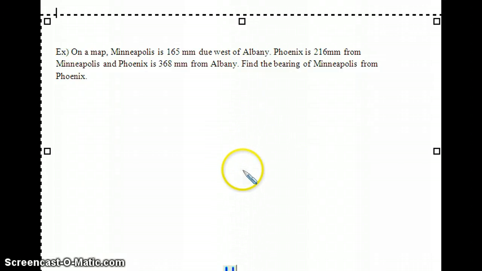Welcome back to section 3.2. We're continuing with the law of cosines. This story problem here talks about cities on a map, so let's draw a diagram. Minneapolis is 165 miles due west of Albany.